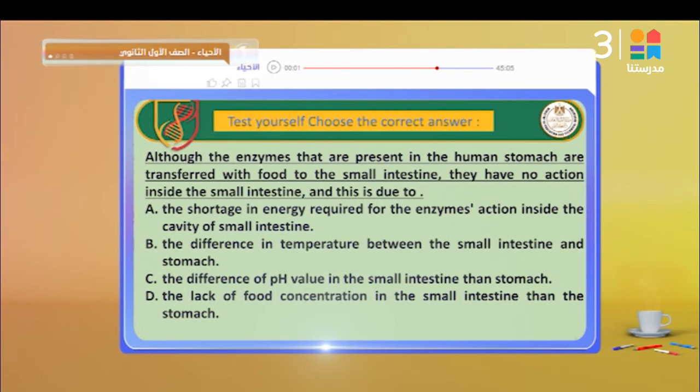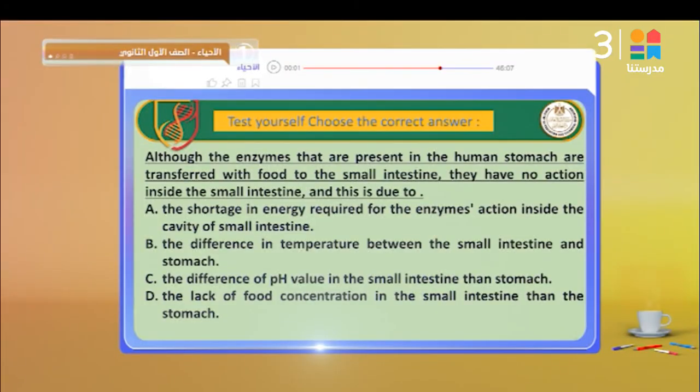Also, the enzymes that are present in the human stomach are transferred with food to the small intestine. They have no actions inside the small intestine, and this is due to what? What do you expect before I tell you the multiple choices? Maybe temperature or maybe pH. Let me give two answers. Please take your time.